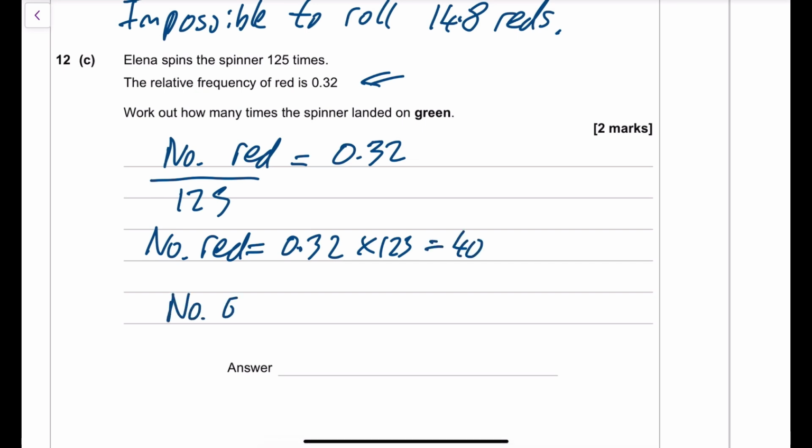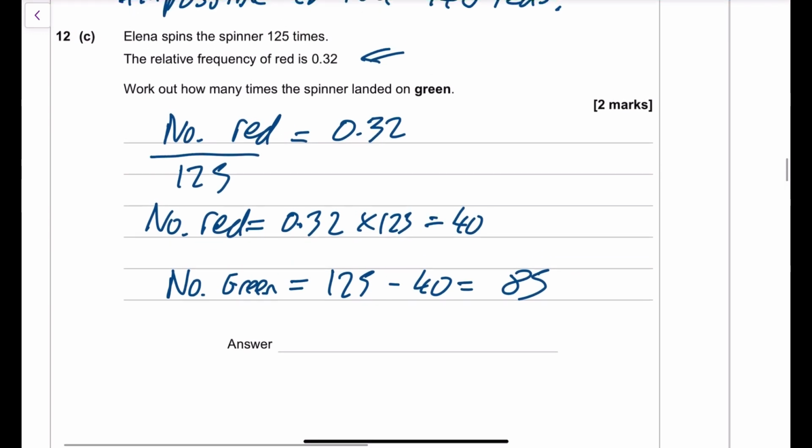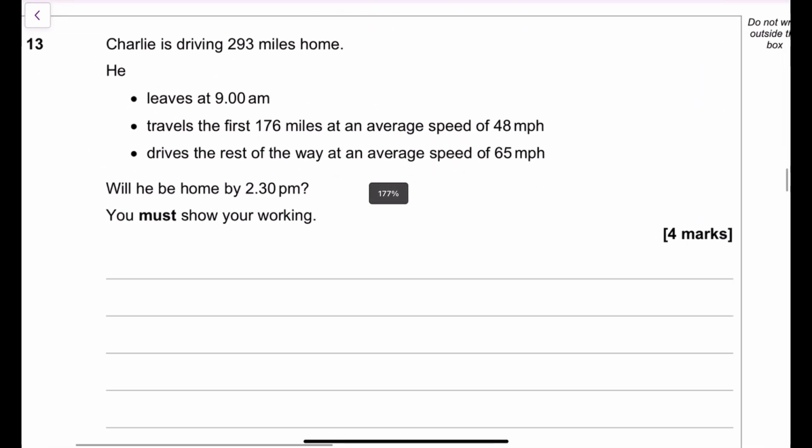And then number green is equal to 125 minus 40, which is 85. Hopefully that's us done on this question. Haven't enjoyed that question, I must say. Okay, next question. Happy days.